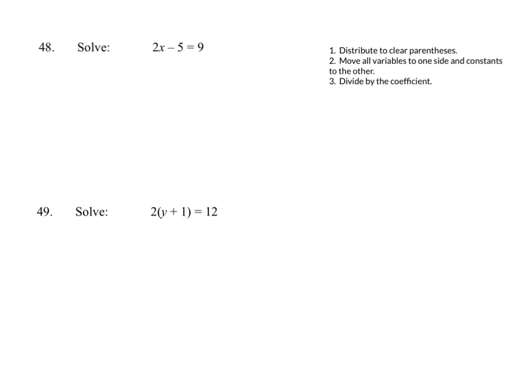So for 48, we have no parentheses. We're going to go ahead and start with our solving steps. We have all of our variables on the left. I want to move all of my constants to the right. To get rid of minus 5, we're going to add 5. On the left, we are left with 2x. My 5's cancel. And then 9 plus 5 is 14. We can then divide by 2. And we get x equals 7.